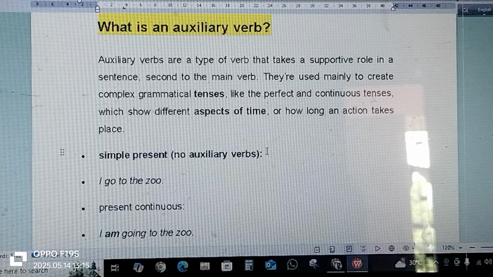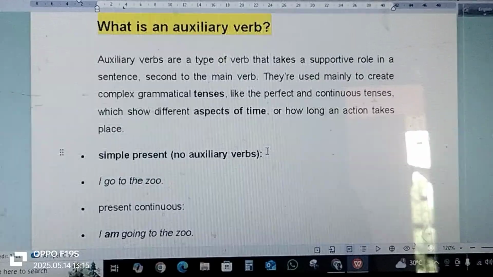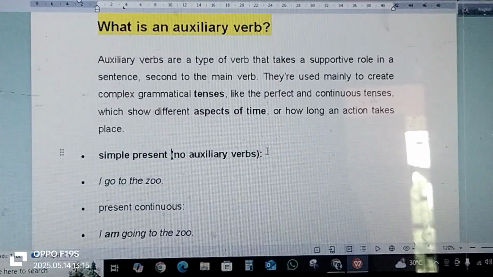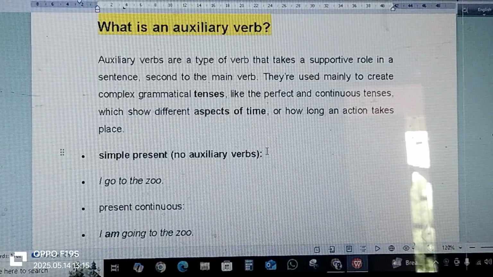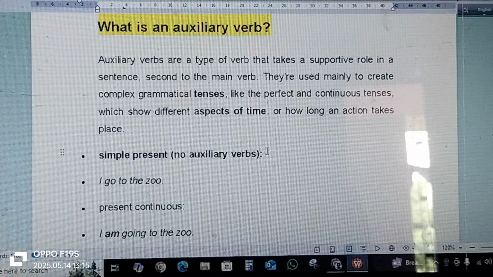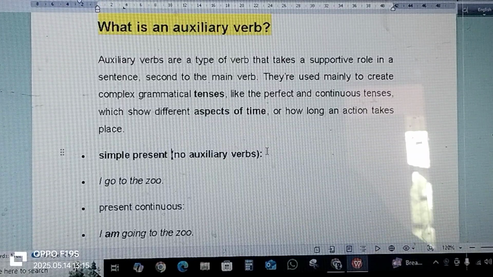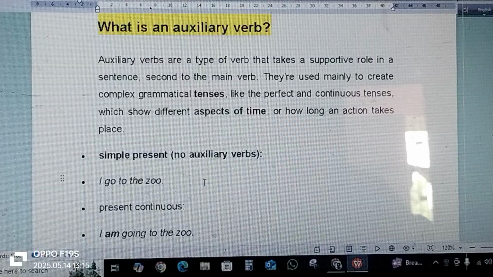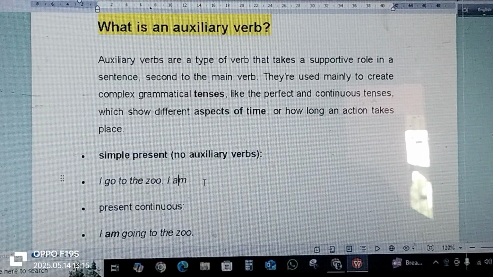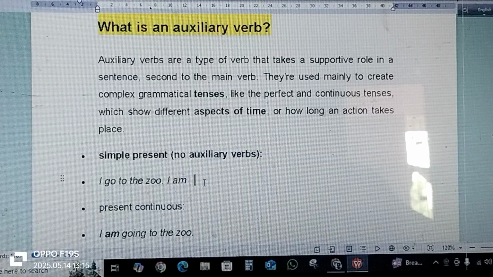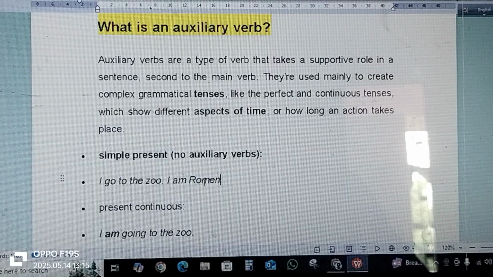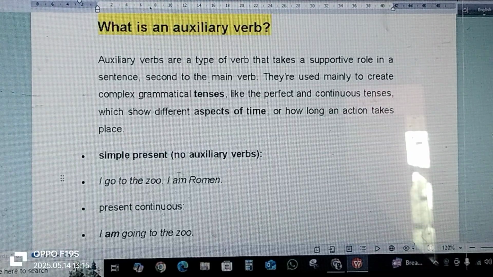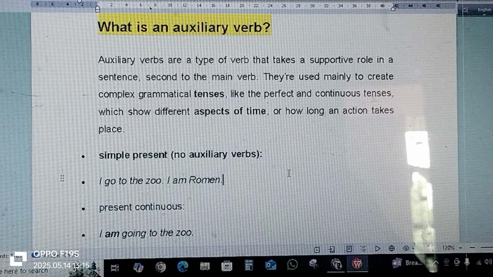For example, I go to the zoo. Here, I is the subject, go is the main verb. To the zoo is the prepositional phrase. Here we have no auxiliary verb. But when we write a sentence like this, I am Roman. I am Roman. In this case, am is the main verb, not an auxiliary verb. Am is the main verb, not an auxiliary verb.